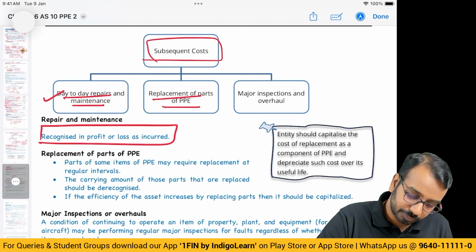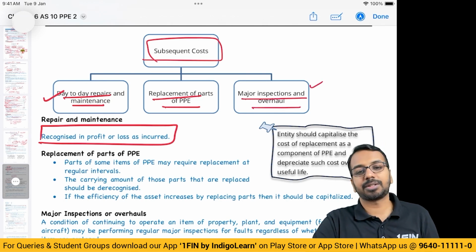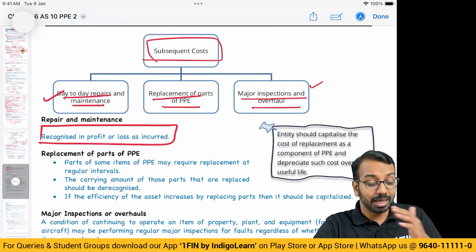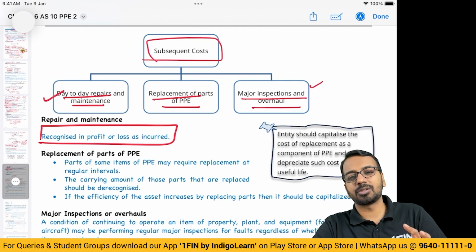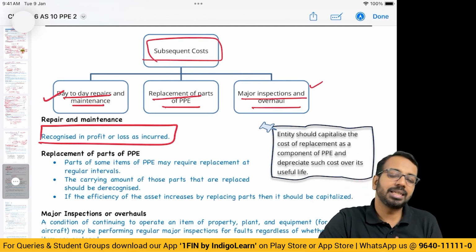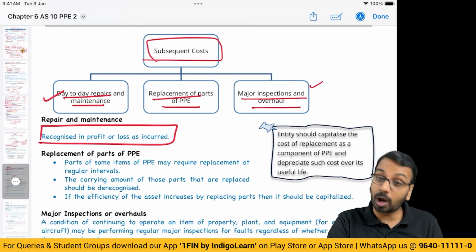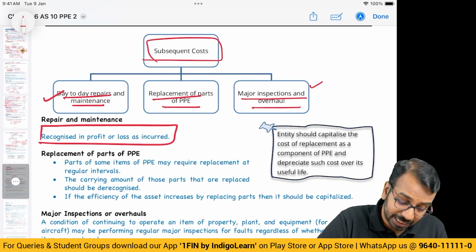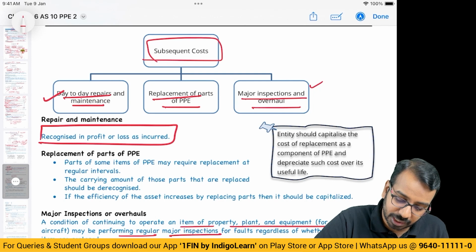Then, if major inspections and overhaul costs are incurred. Now, these major inspections and overhaul costs generally happen in big plants, not in day-to-day machineries. In big plants, you actually shut down the plant for 2-3 days and carry out a major overhaul that is needed so that the plant continues to run, or maybe sometimes it is required by law. Or to increase the efficiency of the plant. So in that case, if there is an item of property, plant and equipment, you require major inspection for fault regardless of whether parts of the items are replaced.